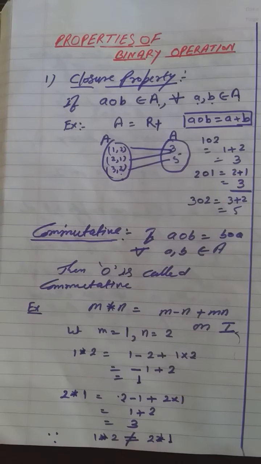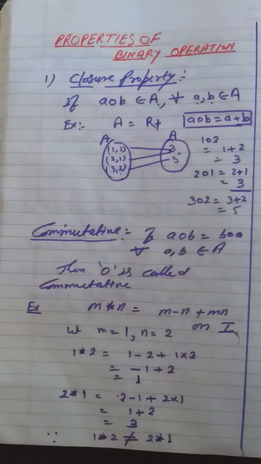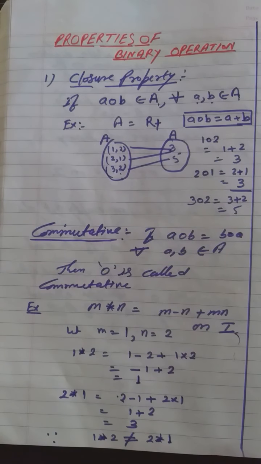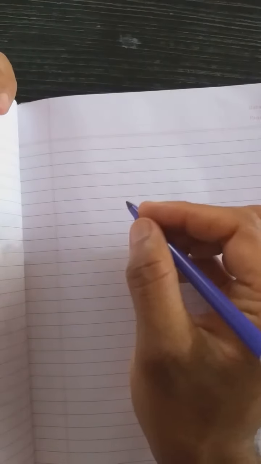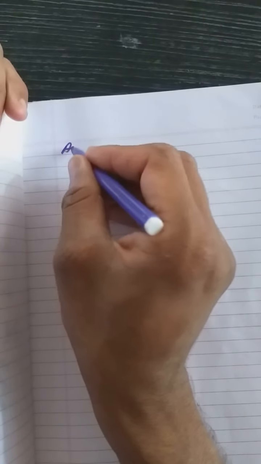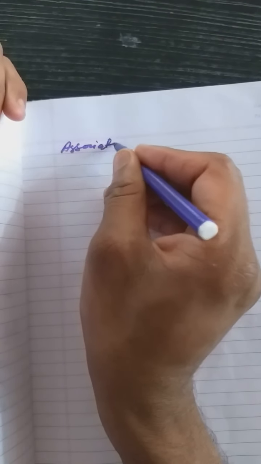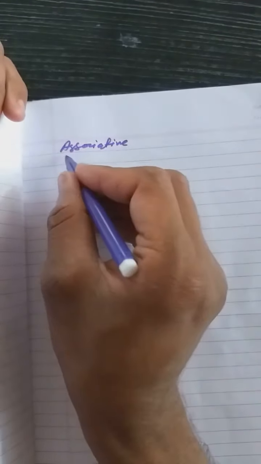Now you can see the associative property of a binary operation. Associative property, right? You can see associative property.